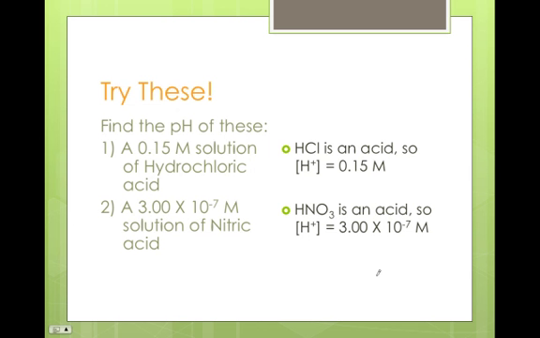Anytime that you see brackets, remember that they just mean concentration. So you can take this and it really means that I have this. And because hydrochloric acid is HCl, this actually means that I have a hydrogen concentration of 0.15. And since HNO3 is also an acid, my H plus here is going to be this 3 times 10 to the negative 7. So let's go ahead and work these out.